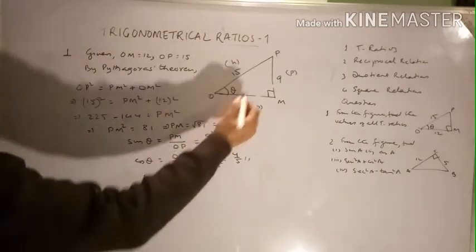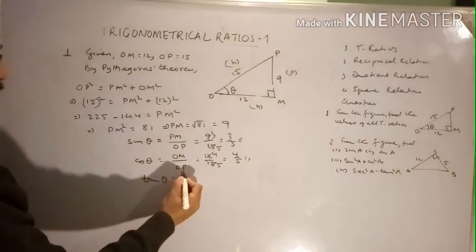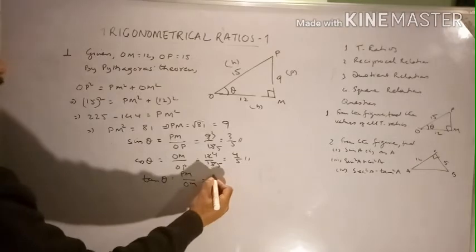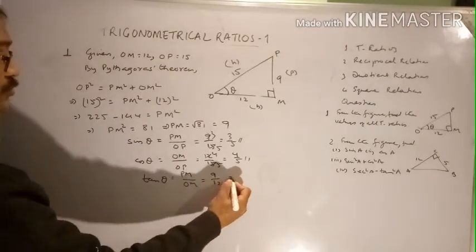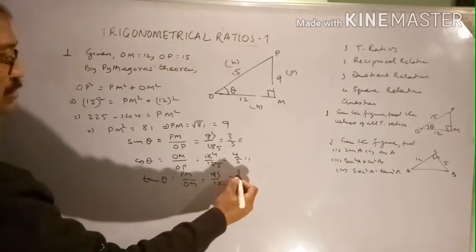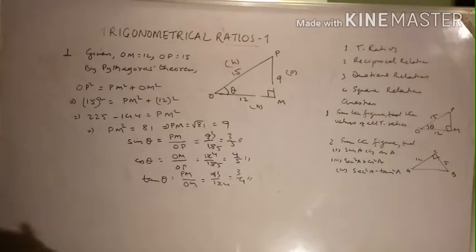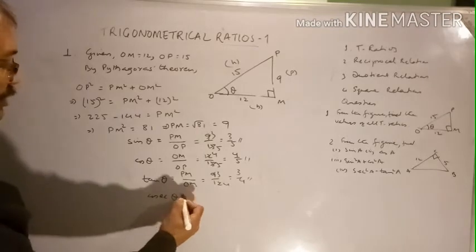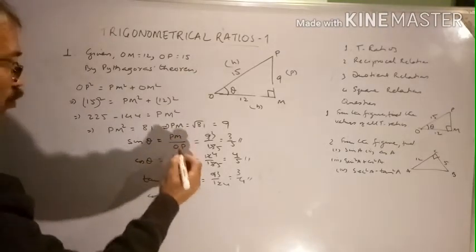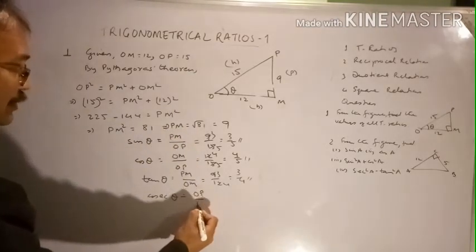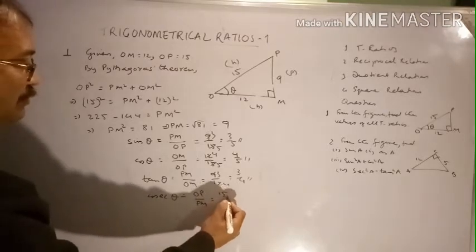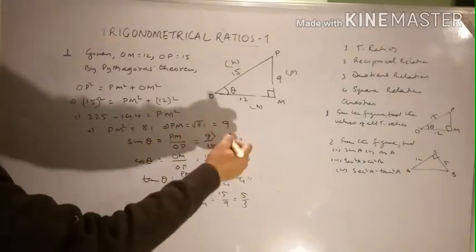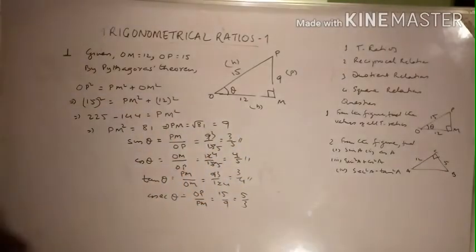Similarly, tan theta is P by B, that is PM by OM, that is 9 by 12. Cancel by 3, so that is 3 by 4. Now cosec theta. Cosec is the reciprocal of sine. So PM by OP becomes OP by PM. So it is 15 by 9, so it is 5 by 3. The reciprocal of 3 by 5, since sine is 3 by 5. So cosec will be 5 by 3.